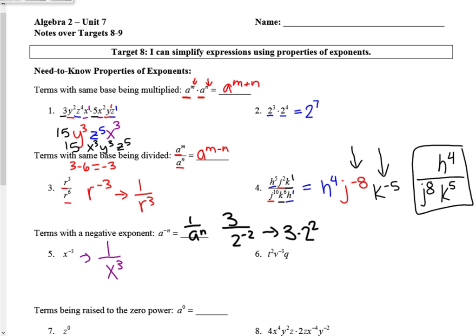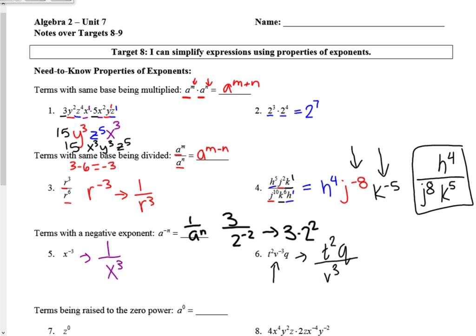If I look at number 6, the only thing that has the negative exponent on it is that v to the negative third. So my t squared and my q are going to stay up. They're not the same base, so I can't combine them, and I'm going to have that v to the third in the denominator. The next rule is the zero power rule.